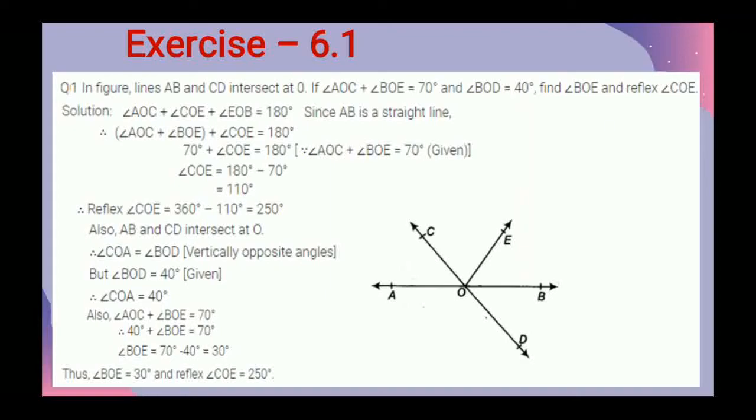Our first question is, in the figure, lines AB and CD intersect at O. If angle AOC plus angle BOE is equal to 70 degrees and angle BOD is equal to 40 degrees, find angle BOE and reflex angle COE. Means we have to find reflex angle COE and angle BOE. And what is given? AOC plus BOE is equal to 70 degrees and BOD is equal to 40 degrees.